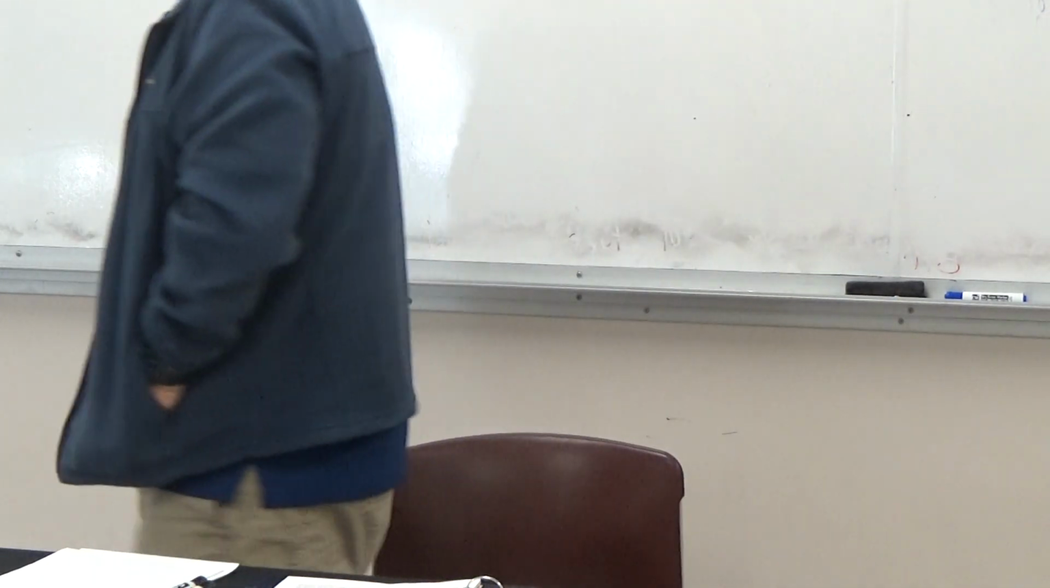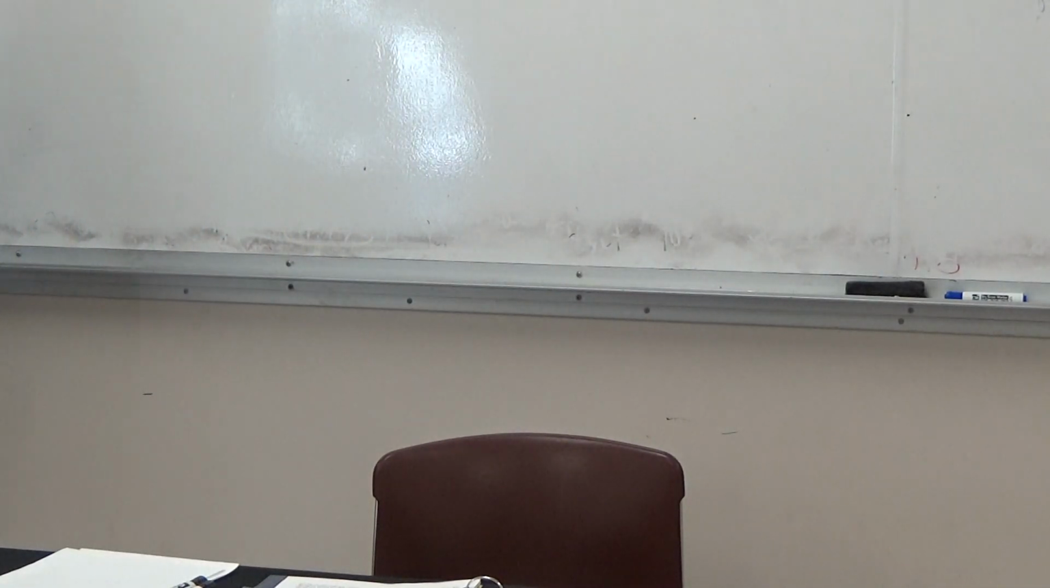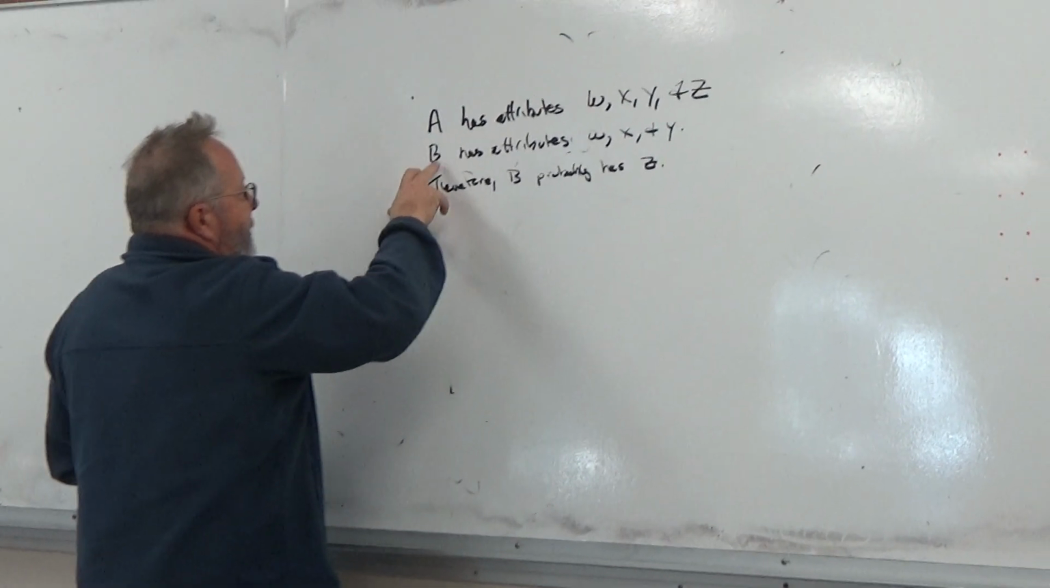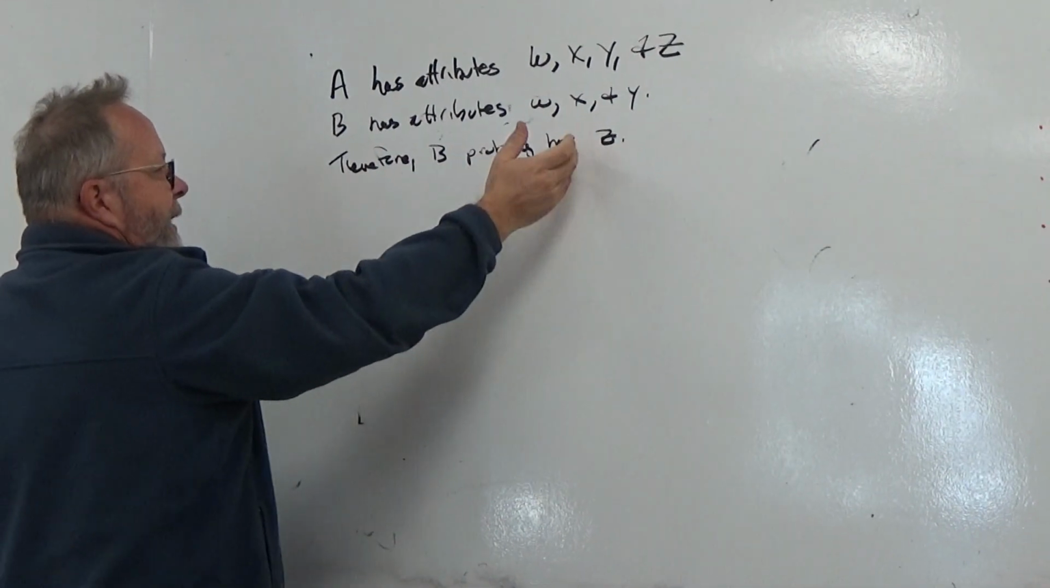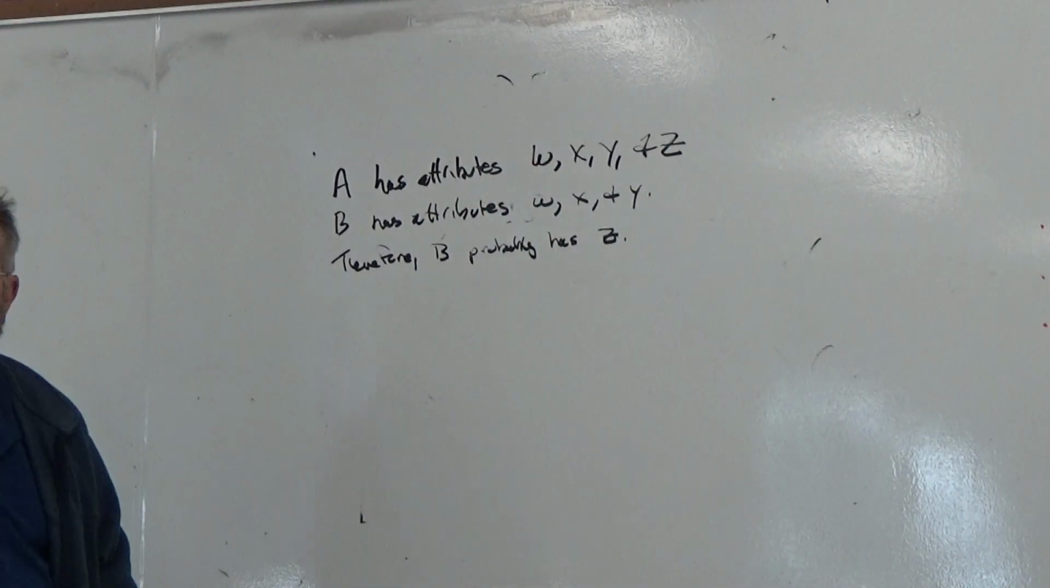There's one item that I didn't speak about last time in Chapter 6, and that was analogy, so let me take care of that now. The standard form of an analogy, or the logical form of an analogy, is something like this. A has attributes W, X, Y, and Z. B has attributes W, X, and Y. Therefore, B probably has Z as well.